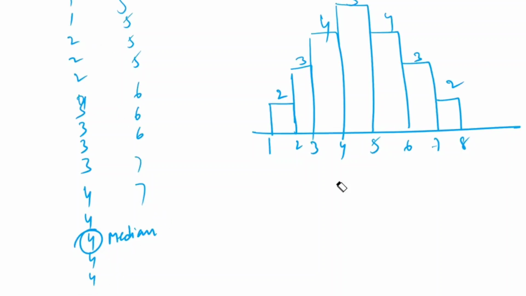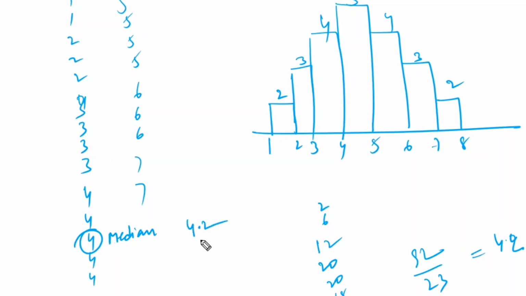For this, what is the mean? The mean is nothing but 2 plus 6 plus 12 plus 20 plus 20 plus 18 plus 14. That is 8, 20, 60, 78, 92. 92 divided by the total number of values, 23, which is approximately 4.2. So the mean and median are almost the same. The median is 4 and the mean value is 4.2.